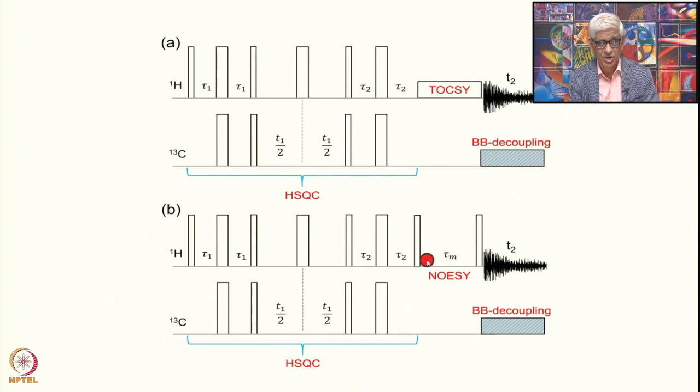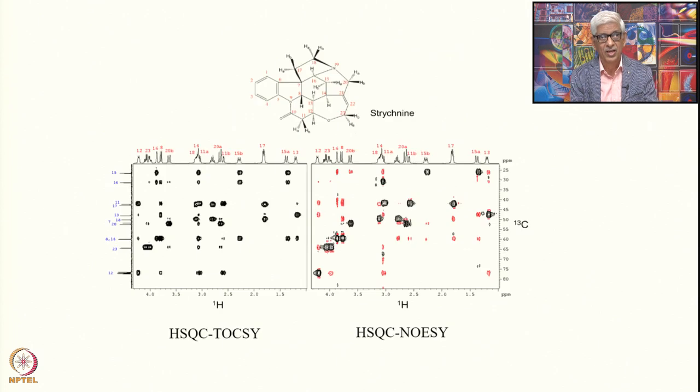Therefore, this has a structural input. While this is useful for identifying the spin systems and the assignments, it has the structural input. It also helps with assignments, because the near neighbor interactions will provide you the assignments, and it will also provide you the structural information depending upon the molecule you have. Okay. Let us see an example here. So here is an example of a small molecule. This is strychnine, some kind of a drug, I guess.